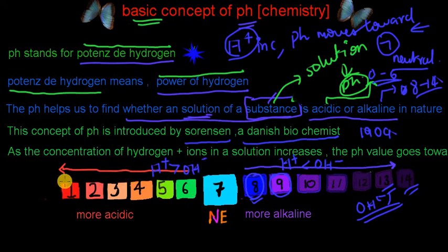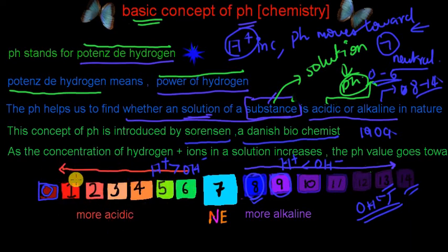We also have 0 in it. Solutions which have pH values of 0, 1, 2 are really acidic. They contain so many hydrogen ions. The values 6 or 5 will comparatively have lower quantities of hydrogen ions than 1 or 2 has.